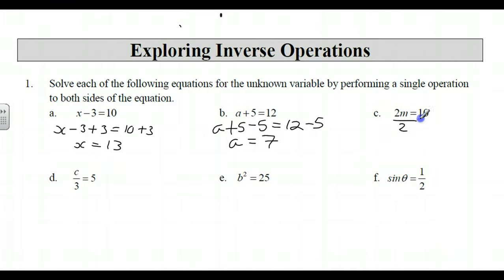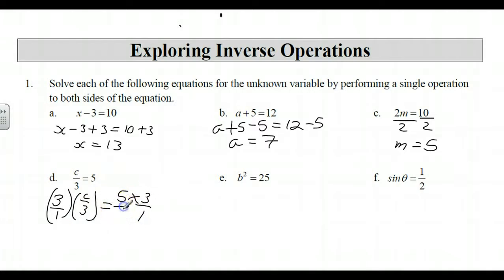Divide both sides by 2. M equals 5. Multiply both sides by 3, actually 3 over 1. I like to do it that way because it shows, especially when there's a fraction here, in which case let's write that as 5 over 1. And the 3's cancel. When you cancel, you write a 1 in there. Don't just cross them off and think there's nothing left. And then c is equal to 15.